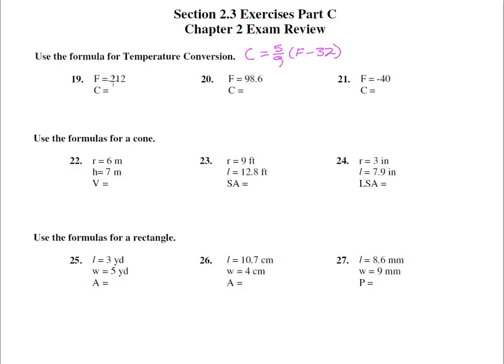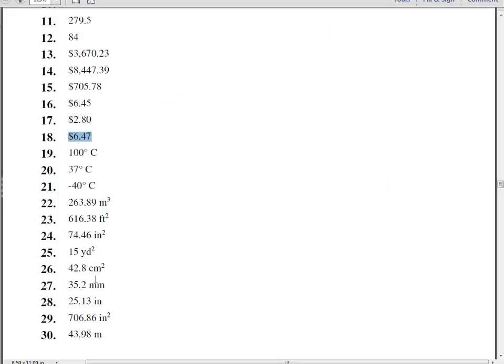So here we have Celsius equals 5/9 of this Fahrenheit 212 minus 32. So we stick the 212 in for the F. This then equals 5/9 of 212 minus 32, which is 180. And you can put that in your calculator: 5 divided by 9 times 180, and you will get 100 degrees Celsius. Good. Number 20. Let's check our answer first. There we are, 100 degrees Celsius.